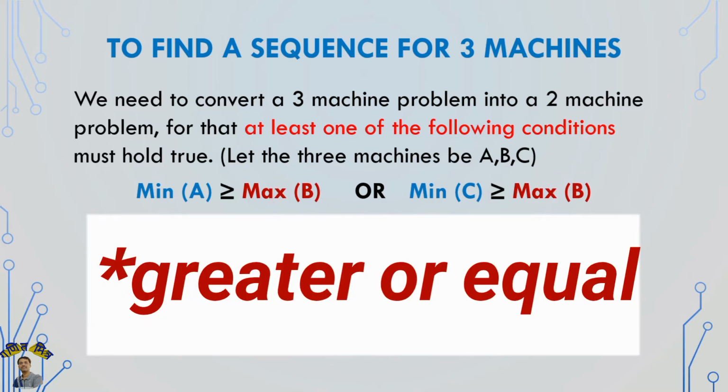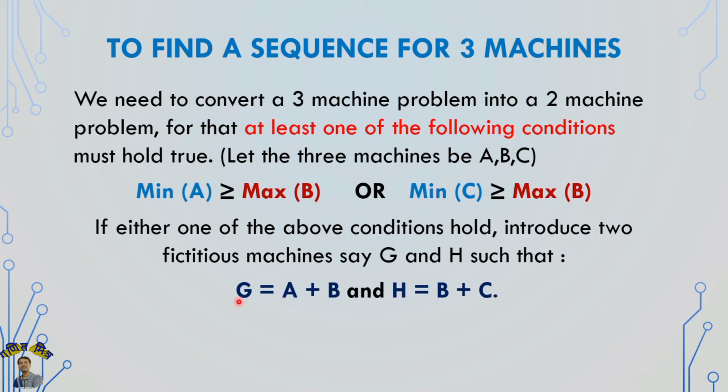It should be greater. Then you can convert it into 2 machines, say G and H, and those machines are like A plus B and B plus C. If no condition is satisfied by the given data, then we will say the problem cannot be solved. Let us move to the example.